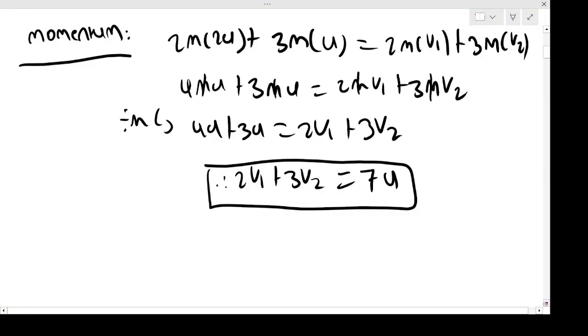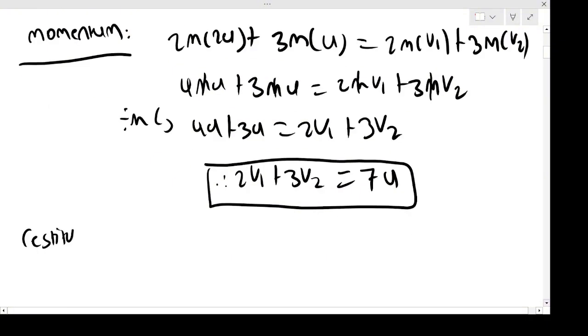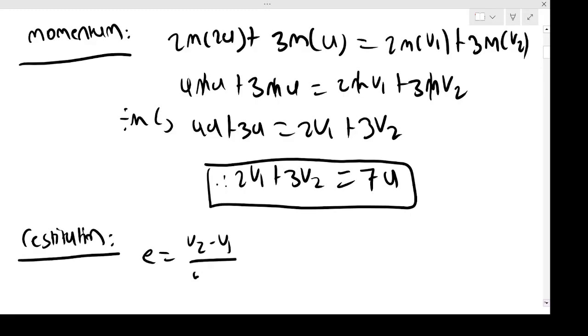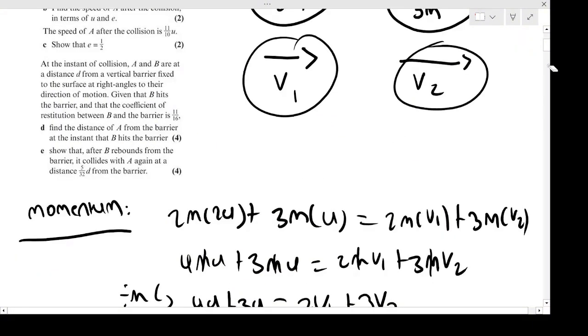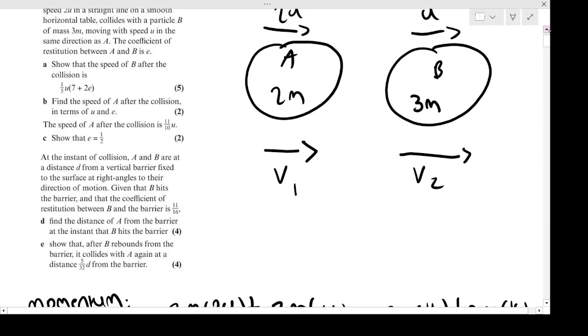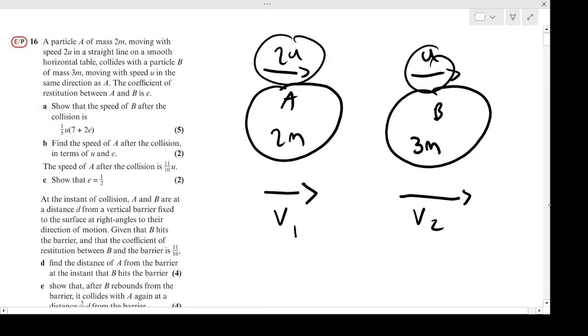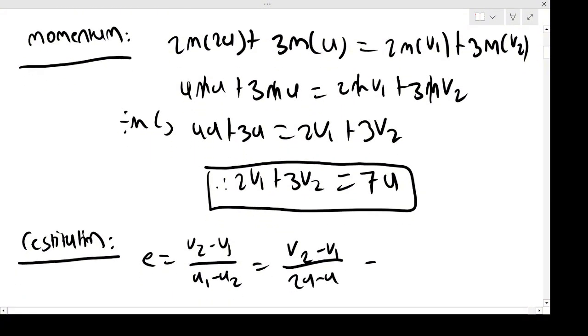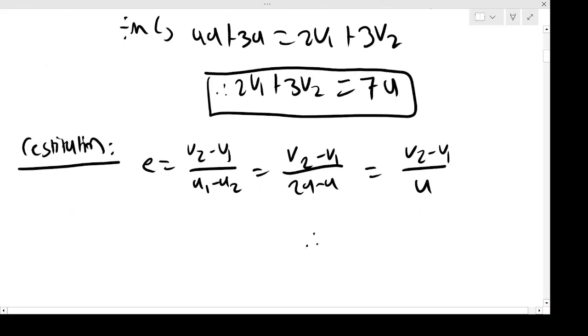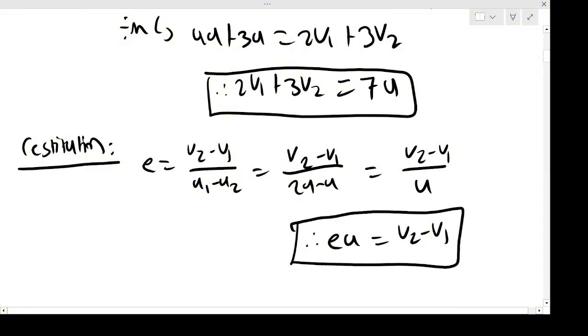Then if we look at restitution, that's going to be e, and my standard formula is v2 take away v1 over u1 take away u2. Well, literally it's just v2 minus v1. Okay, v2 minus v1 there. And then u1 take away u2 is going to be 2u take away u, right? And that simplifies to v2 take away v1 over u. And so if this is equal to e, we can say eu is v2 take away v1. And that's my second equation there.